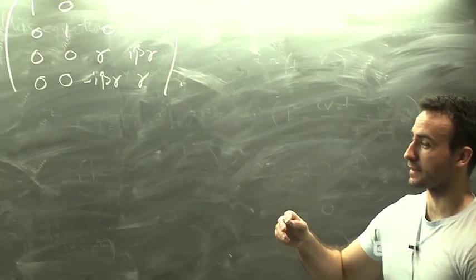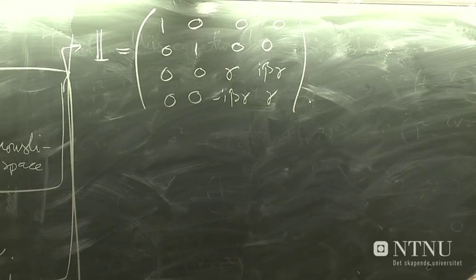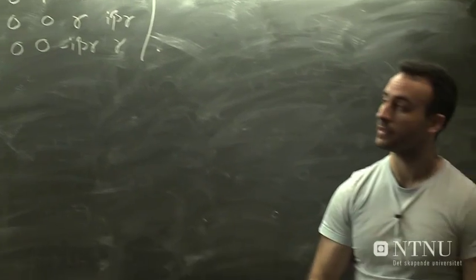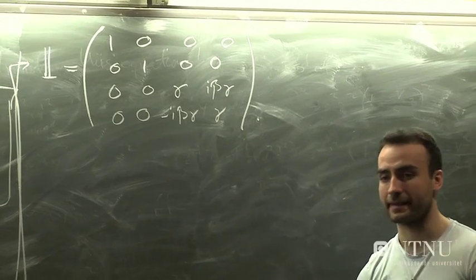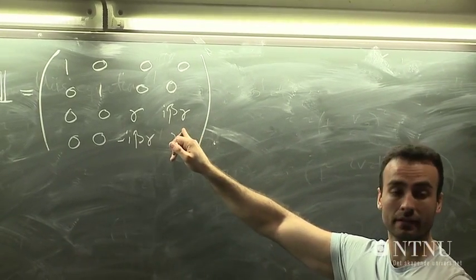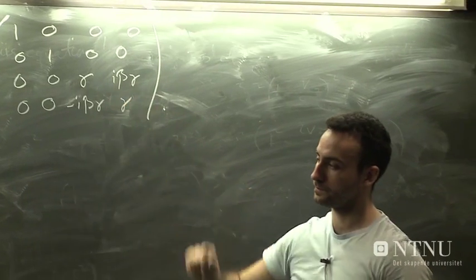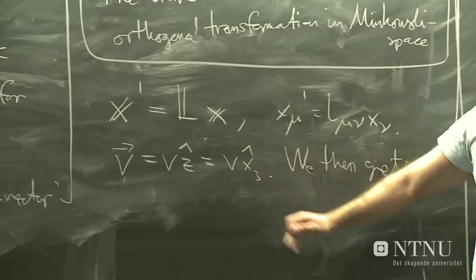So we see that, for instance, we know that the perpendicular directions to the relative motion should remain unchanged. So x and y transform as identity, whereas z and time couple for this choice of the relative velocity.